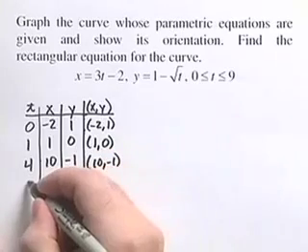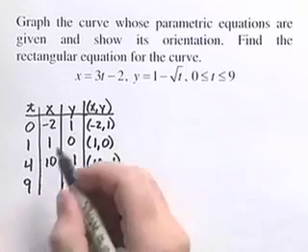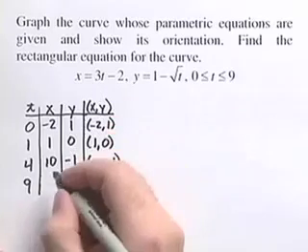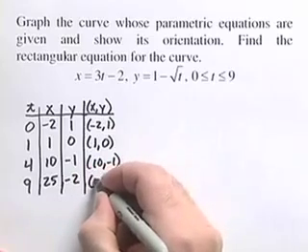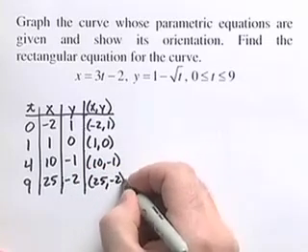And then we'll do one more. We'll let t equal 9. If t is 9, we'll get 25 for x, and we'll get negative 2 for y. So we have the point 25 and negative 2.